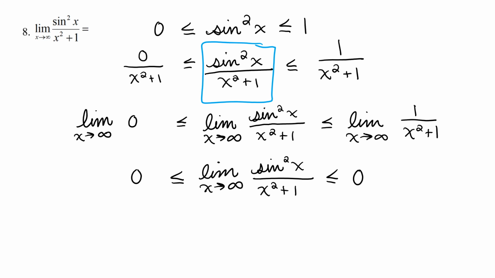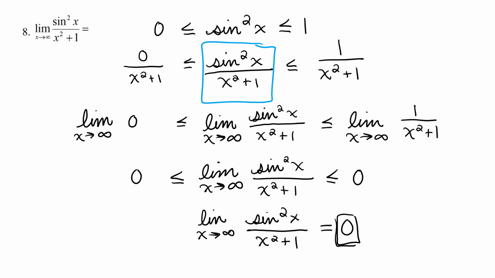The limit as x approaches infinity, which I should have been writing, of sine squared x over x squared plus 1 is squeezed between 0 and 0. So it must be equal to 0 by squeeze theorem.